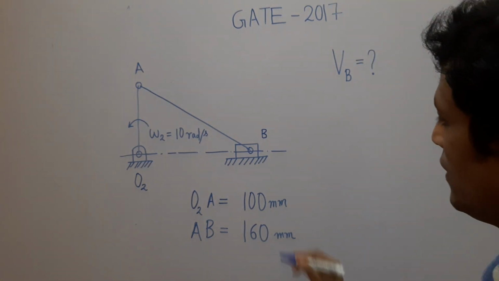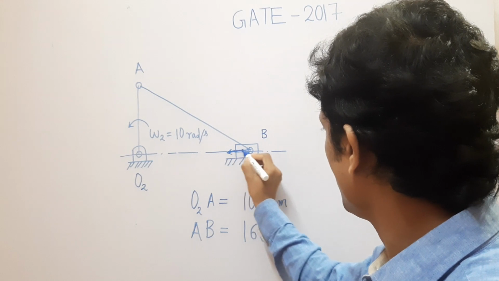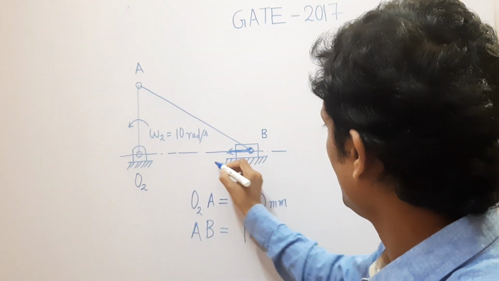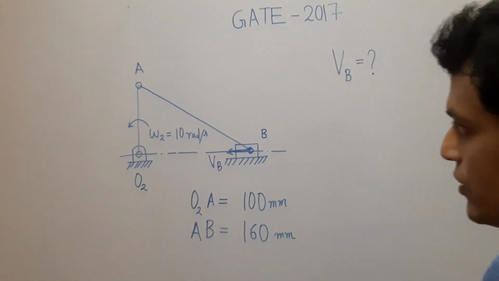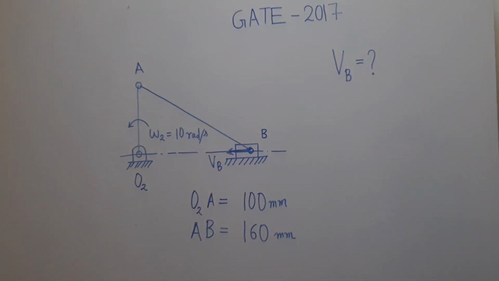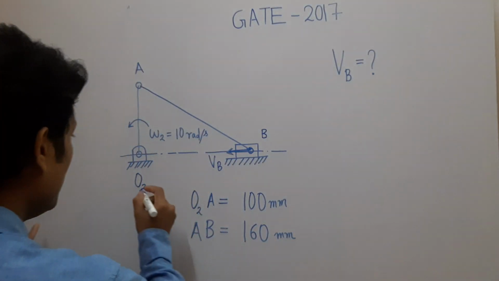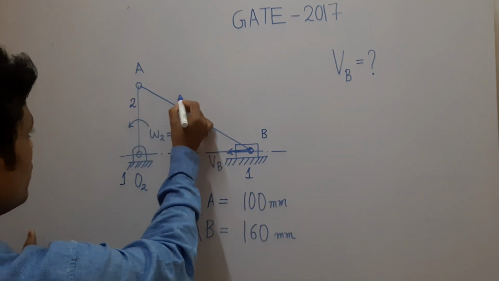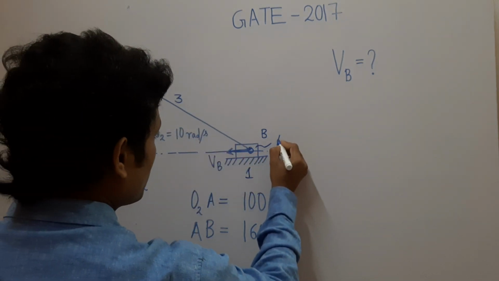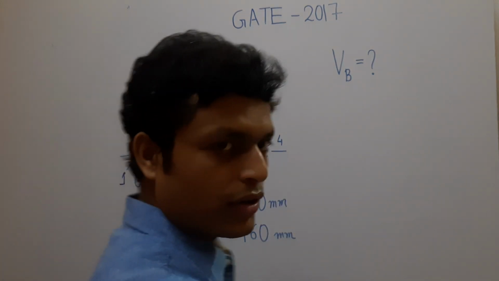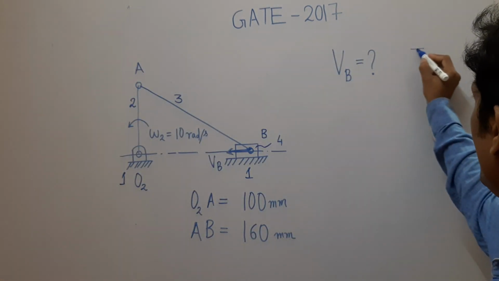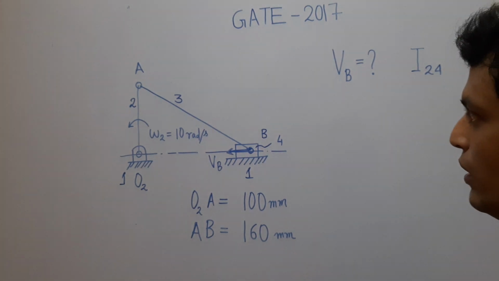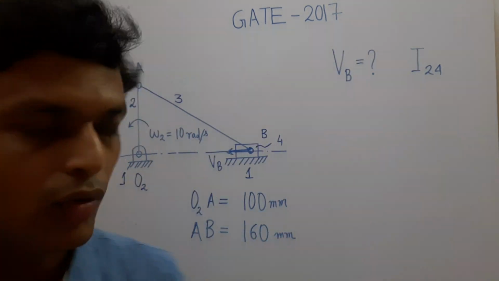What is Vb? Here also Vb is restricted, the motion of B is restricted along the axis of the slider, so Vb will be along this direction. Let us denote the link numbers. Fixed link is 1, crank is 2, connecting rod 3 and slider is 4. So here also you have to locate I24. Now as we have already done in the previous problem, we will locate I24 directly. Where will be I24?